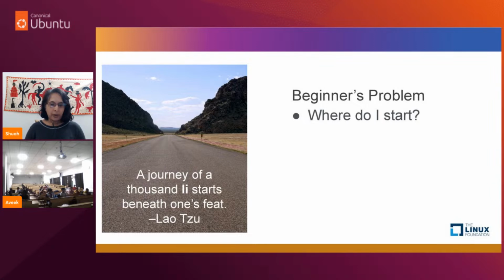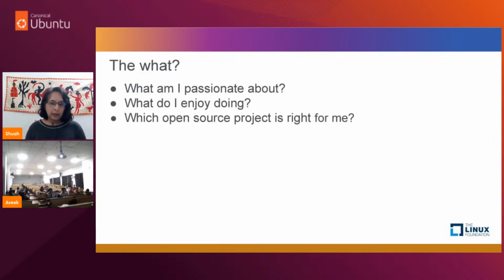A journey of 1,000 leagues starts beneath one's feet. So you have to take that very first step. How do you do that? The very first step is identifying what you're passionate about. What do you see yourself doing 5 to 10 years from now, maybe long-term, 15, 20 years, the rest of your career? And what do you enjoy doing? Do you enjoy writing code? Do you enjoy debugging problems? Do you enjoy understanding the concepts and teaching others what those are?